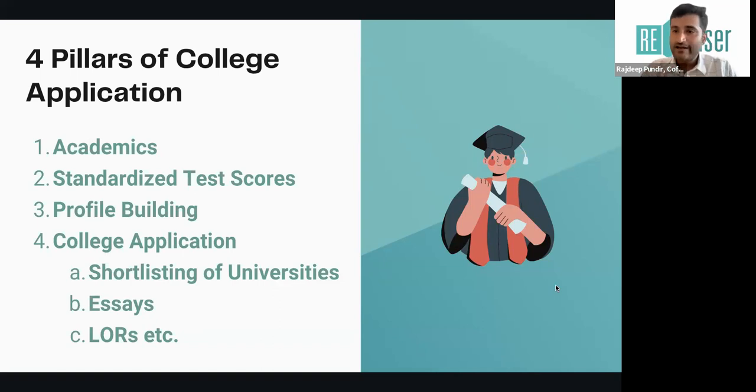So I generally say that your study abroad largely has four major pillars. The first one is academics. In academics, we are largely looking at grade 9, grade 10, grade 11, and grade 12 actual school scores. And then the second pillar is the standardized test scores, which includes your SATs, ACTs, APs, IELTS, and TOEFL.